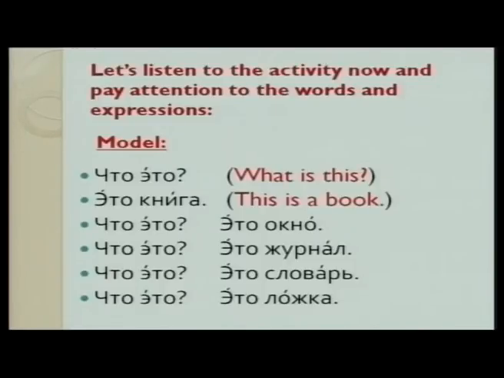Let's learn about them one by one. Что это, which means what is this? We have examples like книга, окно, журнал, словарь and ложка. Since all of them are inanimate things or objects, we are using что for them. For asking what is this, we have an expression что это, and answering in a simple sentence, we are saying это and whatever the name of an object we can use.